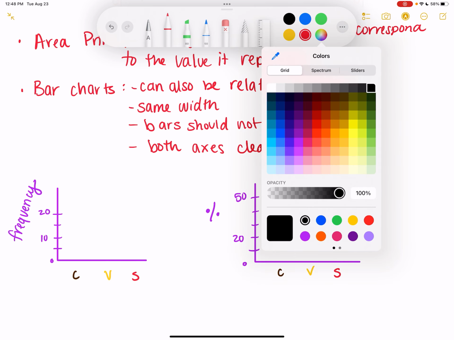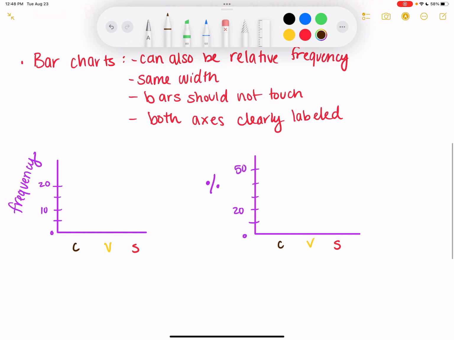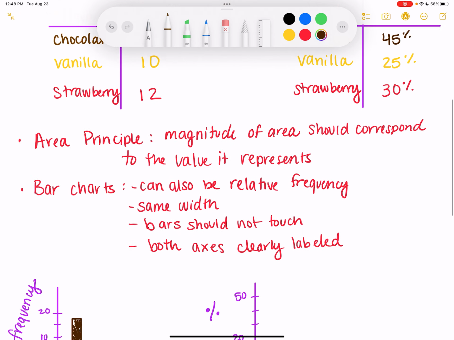So the chocolate one, let's see, the count for chocolate was 18. So I'm gonna go up almost all the way to 20. And then just kind of color it in. And on quizzes and tests and stuff, if you want to color code stuff, I'm okay with that. Stats is the one class where if you use pens on occasion, I'm not gonna take points off for turning stuff in. And then the percentage for chocolate was 45%.